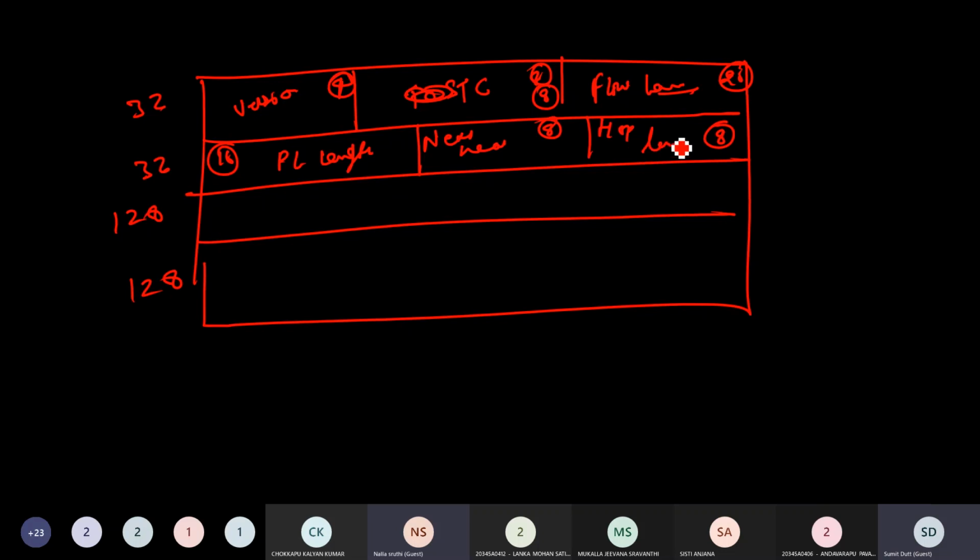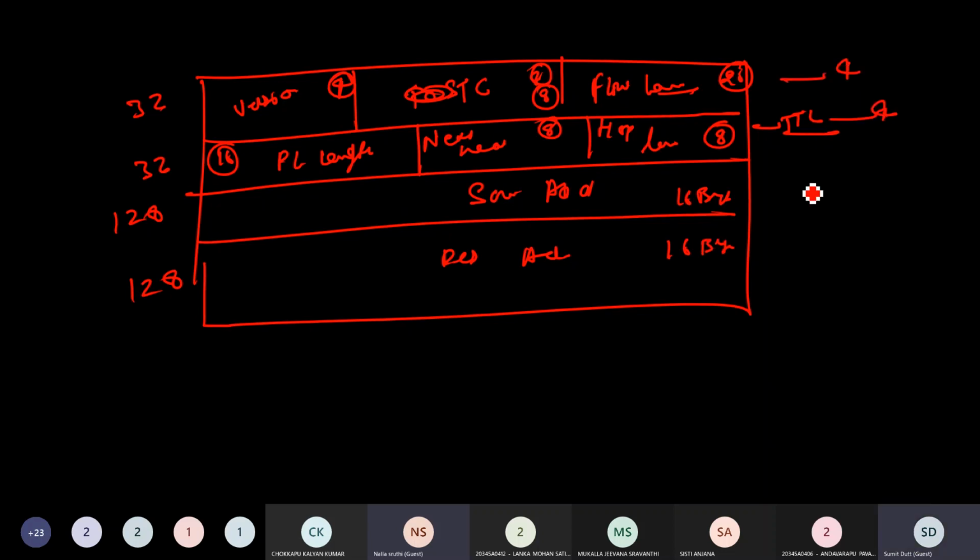So hop limit is nothing but TTL, time to live in IPv4. The concept is exactly the same. Okay, then here 128 is my source address, and this is my destination address. So this is 16 bytes and this is 16 bytes. So this is how it is: 4 bytes, 4 bytes, 16 bytes, 16 bytes. So it becomes a 40-byte header in IPv6.